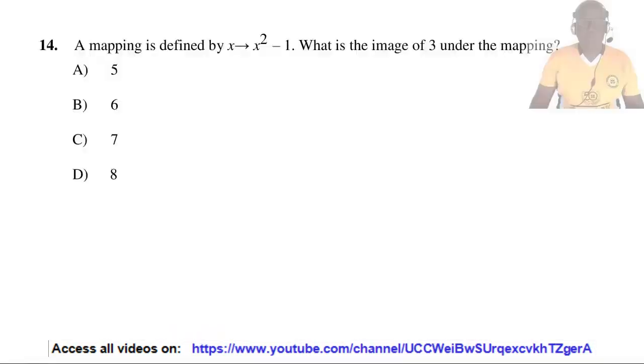Question 14. A mapping is defined by S maps into S squared minus 1. Find the image of 3 under the mapping. The mapping is S maps into S squared minus 1. Therefore, 3 will map into 3 squared minus 1, which equals 9 minus 1, which equals 8. So the answer is D.